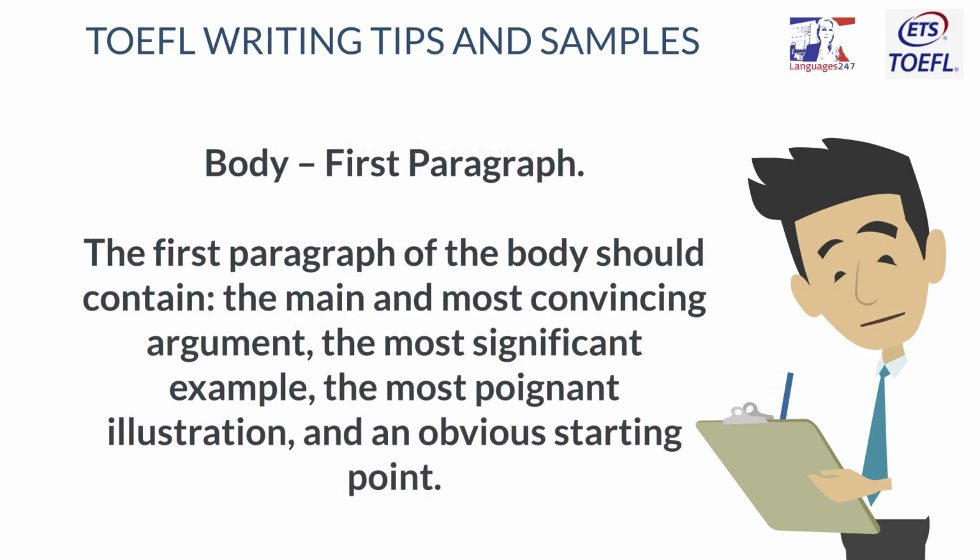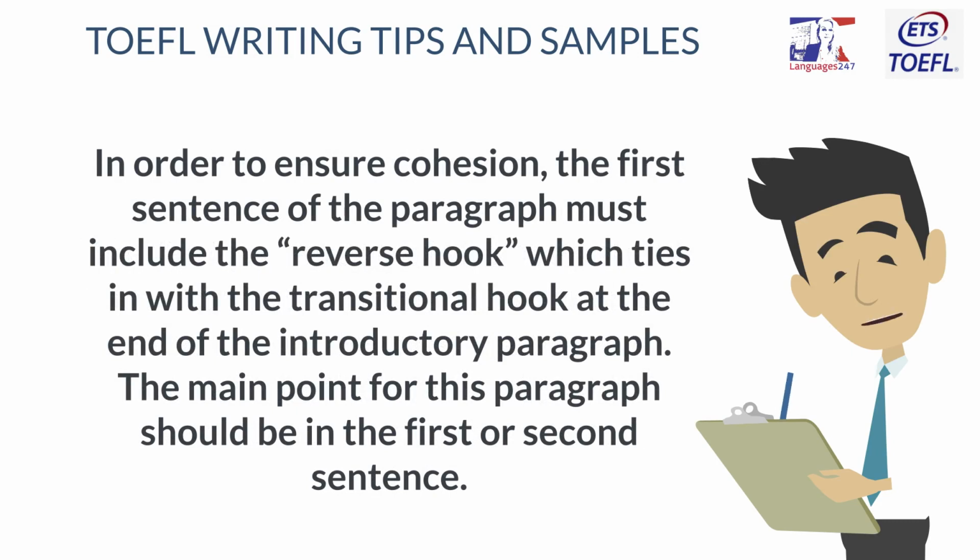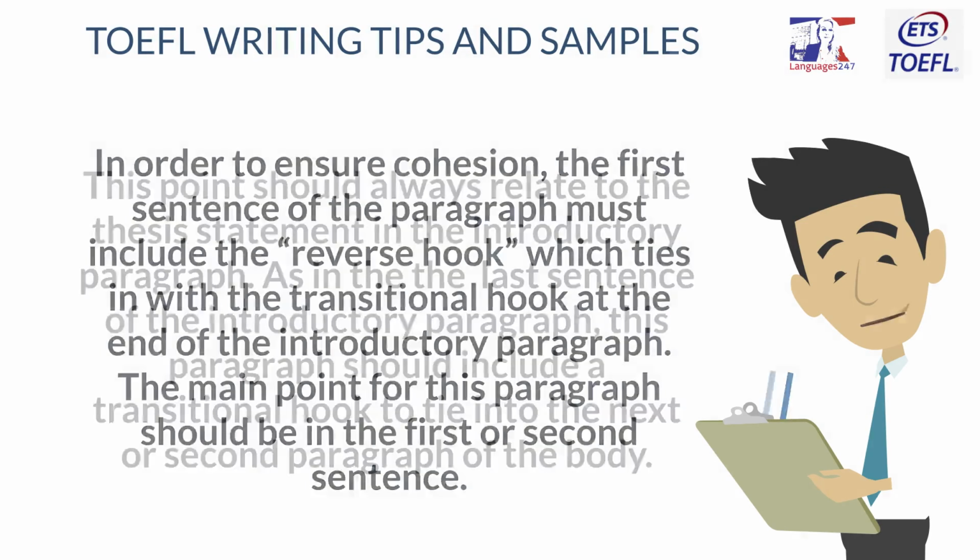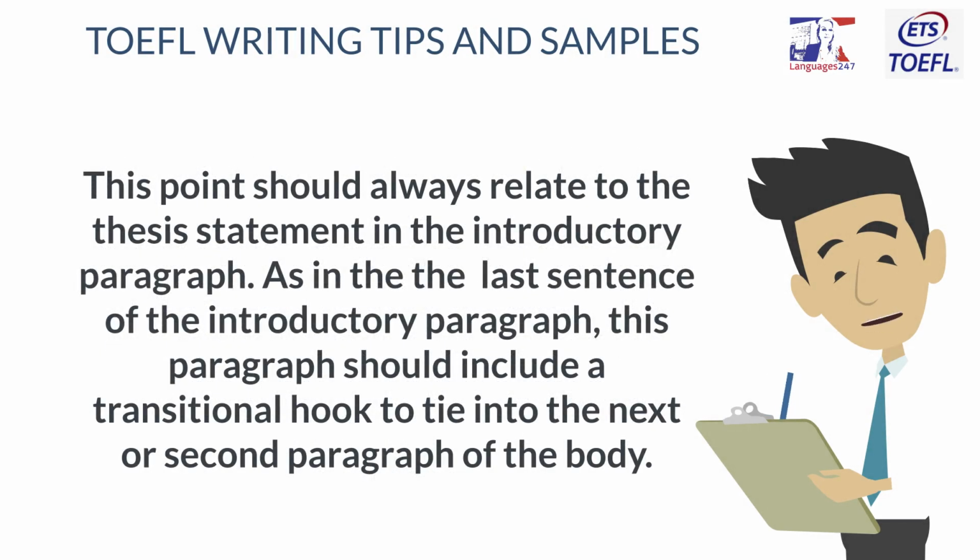Body, first paragraph. The first paragraph of the body should contain the main and most convincing argument, the most significant example, the most poignant illustration, and an obvious starting point. In order to ensure cohesion, the first sentence of the paragraph must include the reverse hook which ties in with the transitional hook at the end of the introductory paragraph. The main point for this paragraph should be in the first or second sentence. This point should always relate to the thesis statement in the introductory paragraph. As in the last sentence of the introductory paragraph, this paragraph should include a transitional hook to tie into the next or second paragraph of the body.